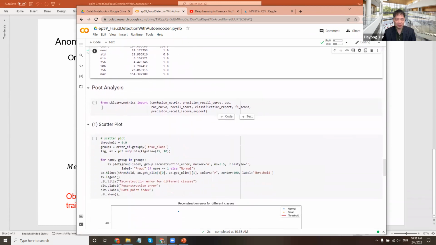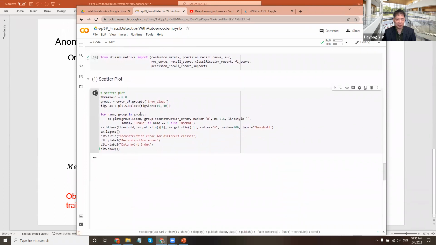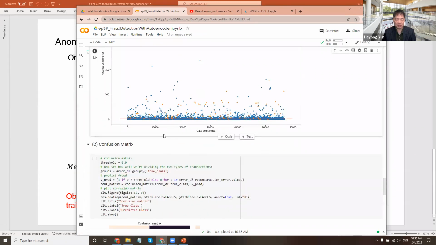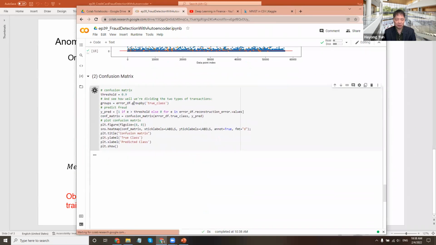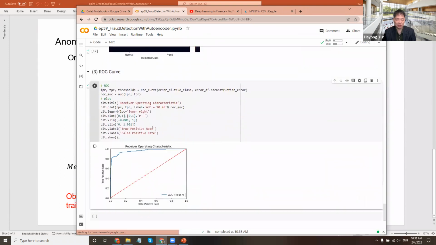So you can tag it and do a post analysis, like looking at scatter plots, which we did before in the PCA anomaly detection. You can also compute a confusion matrix or compute the ROC curve, which we did before. It's the same, just using a different mean squared error from the autoencoder, and they all look like they're performing greatly. This was about how to do credit card fraud detection using an autoencoder. So thank you for watching this episode.